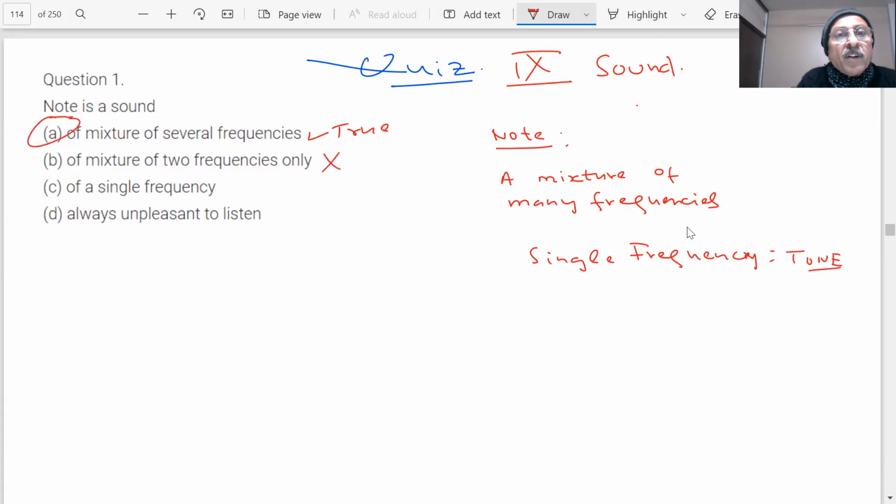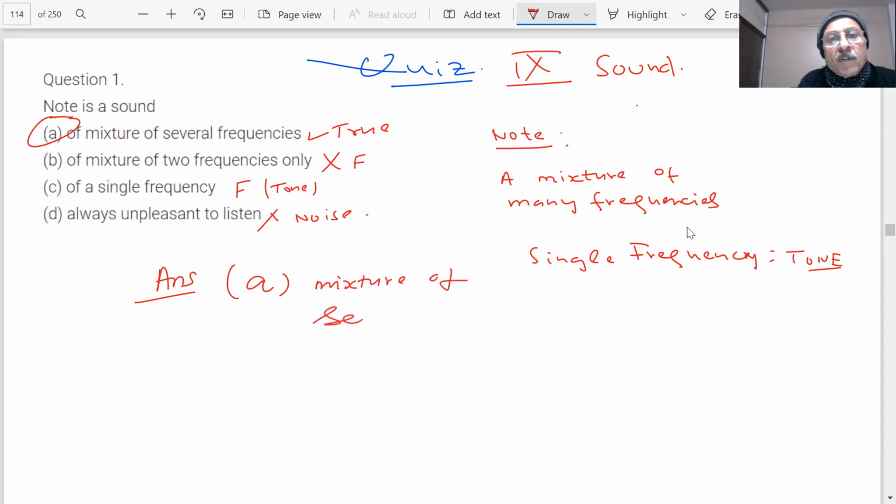Mixture of two frequencies, false. Single frequency is known as tone. Always unpleasant to listen. What do you call that? Noise. Okay, all this is wrong. The correct answer is A, mixture of several frequencies. And you get, student, 1 full mark for that.